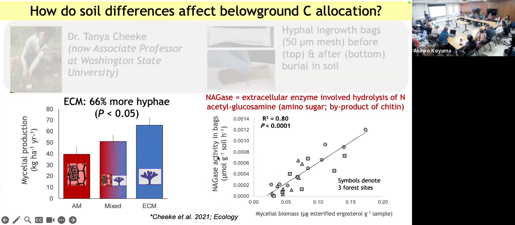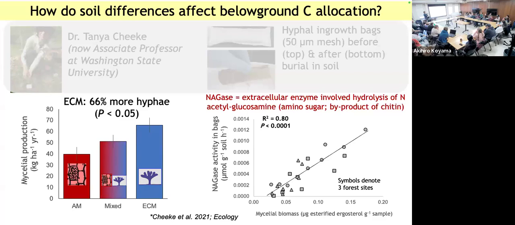NAGase is an enzyme that's involved in the hydrolysis, or the breakdown, of an amino sugar, which is a byproduct of chitin. So we used to think of this as a pretty slow cycling form of nitrogen. Now we think of it as potentially a very important and not so slow cycling form of organic nitrogen cycling. It's recycling. A lot of the chitin is likely to be fungal biomass, so it's recycling dead fungal biomass. And as you can see, the more mycelial growth in the bags also tracked nicely with the amount of this enzyme production, the more breakdown of chitin that we saw in these bags.